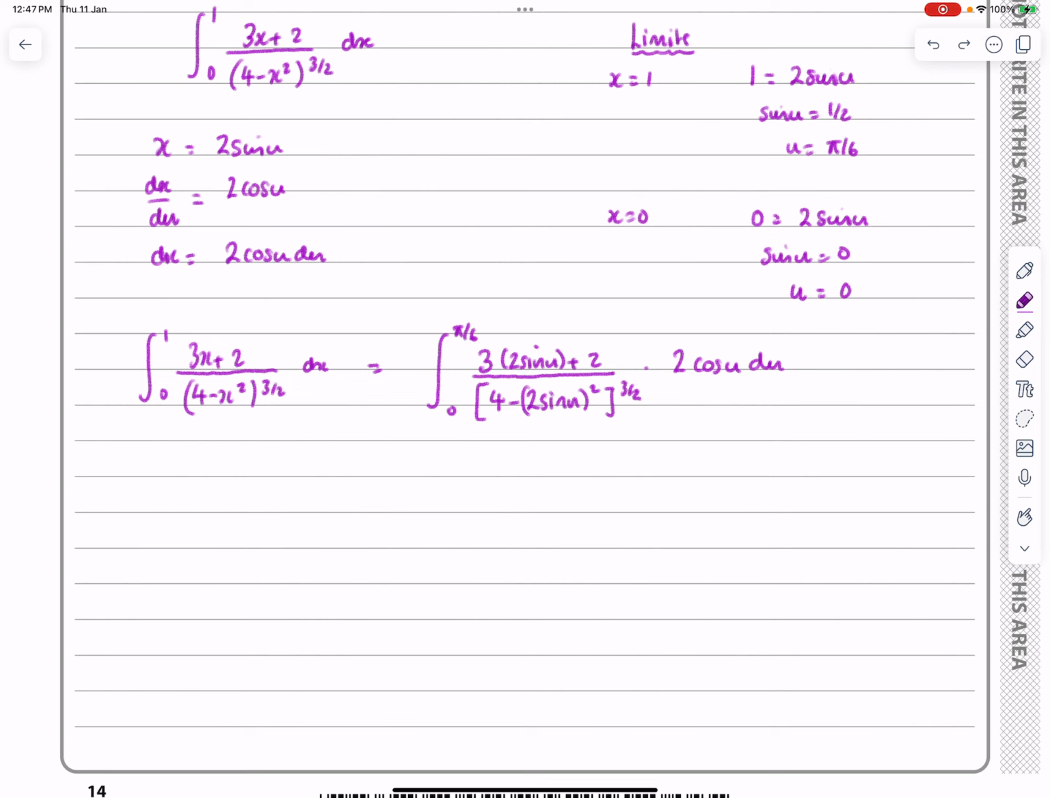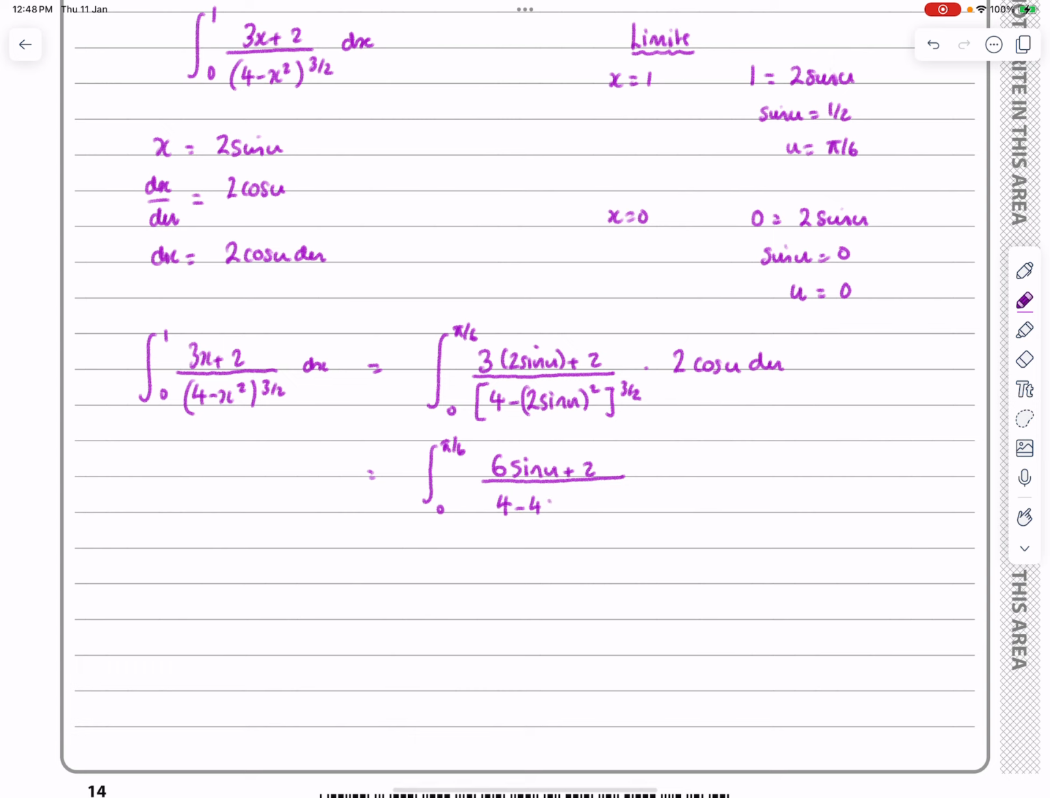So let's tidy this up. We're going to say that's pi over 6 and 0 again. The top part is 6 sine u plus 2. And this bottom part, I already know what it's going to be because I can always recognize it, but let's do it slowly.